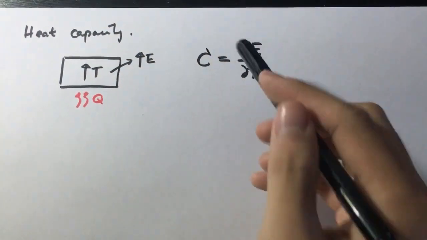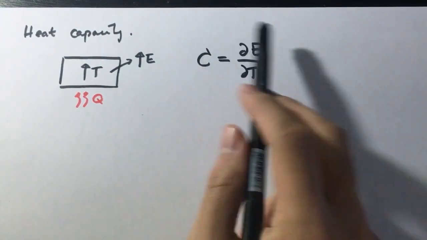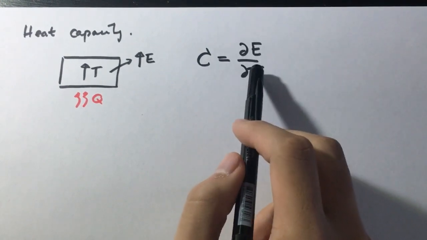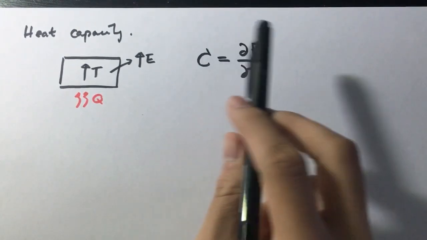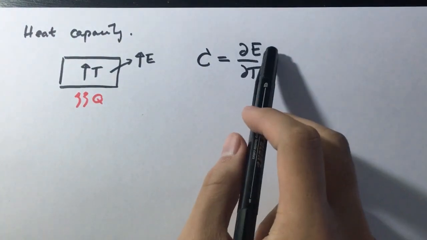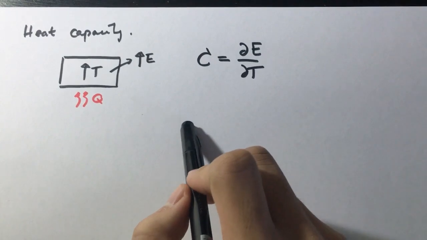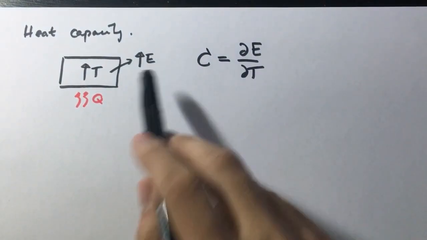And the reason that is the case is because a high heat capacity means that the internal energy increases a lot quicker than temperature. Meaning that if you increase the temperature by a little bit, its internal energy increases by a lot.